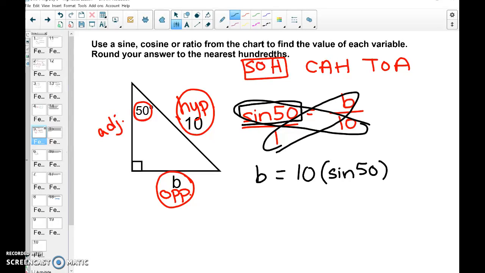Sine, cosine, tangent kind of cement themselves together with whatever angle they're working with. So you can't distribute that 10. That 10 is not an angle. It's a totally different part of the problem, so make sure you keep it separate.